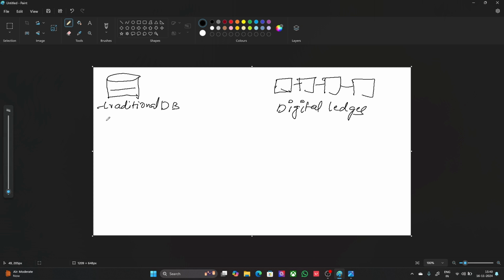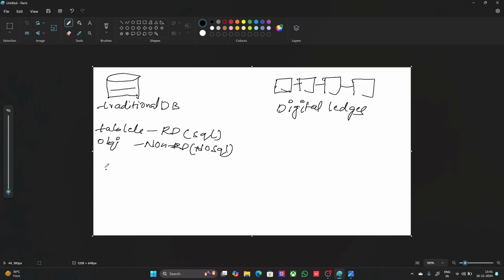So let's see what we can do in our traditional databases. In traditional databases, we store the data in various forms. Like in relational databases, we store the data in tables, and we store the data in form of objects in non-relational databases. Relational databases can also be called SQL, and these non-relational databases are also called NoSQL.